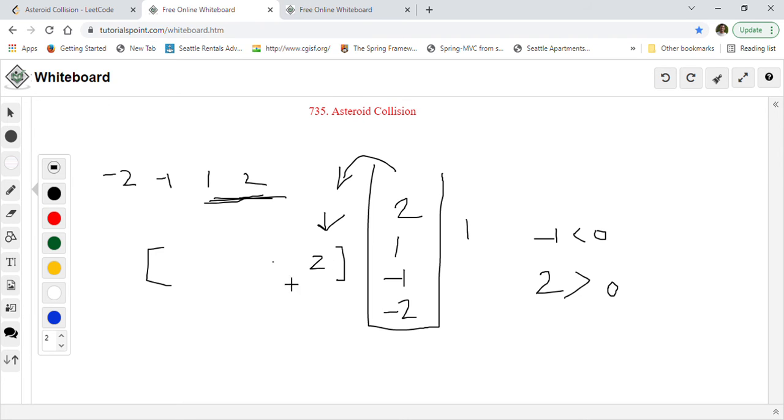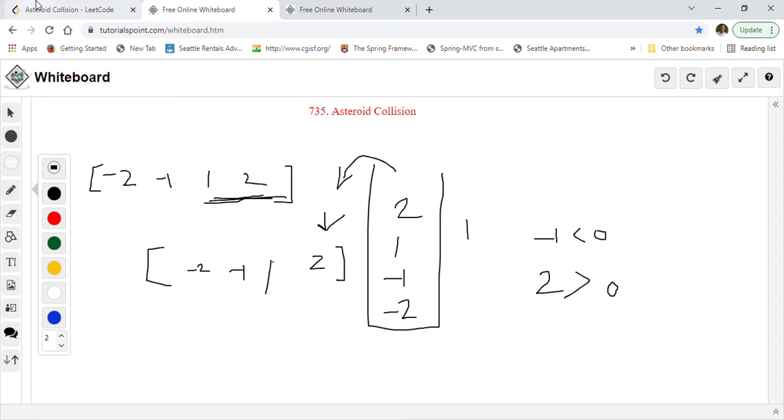So we will put like 1, then 2, then -1, and then -2, right? So -2, -1, 1 and 2. So it is same as the input array, as you can see, -2, -1, 1 and 2. So this is the way we are going to use a stack, and we are going to solve this asteroid collision problem. So let's go quickly over the implementation in Java.